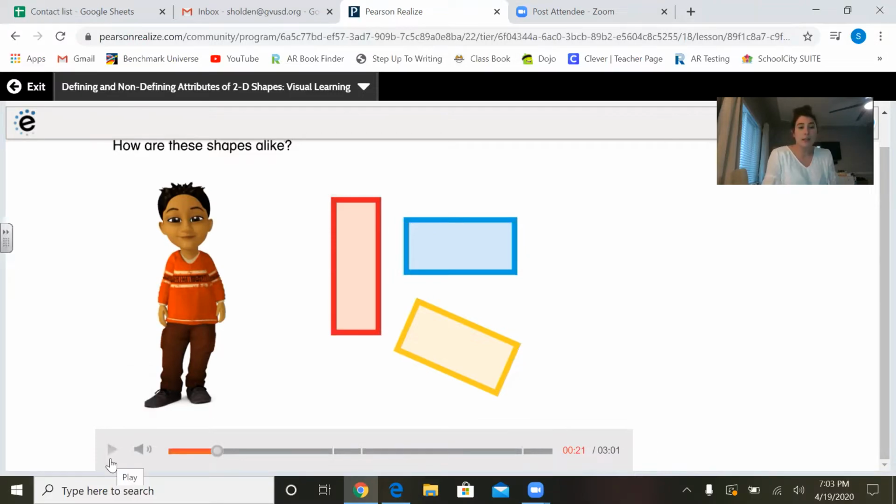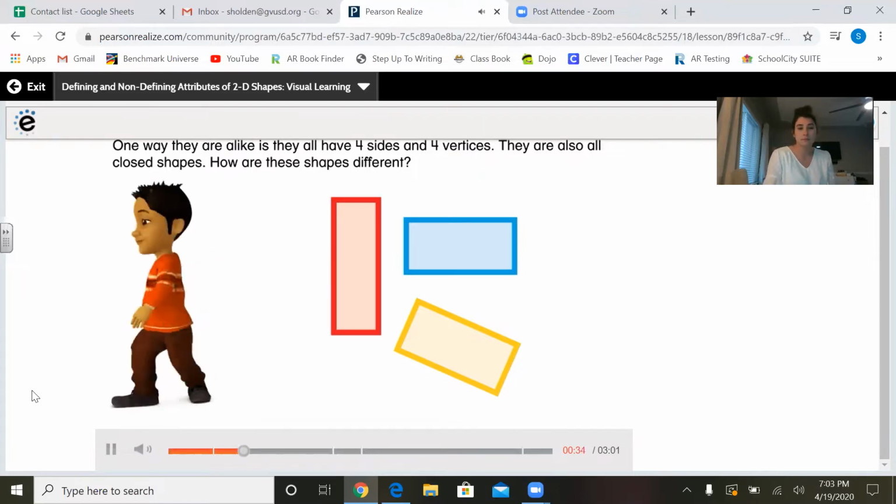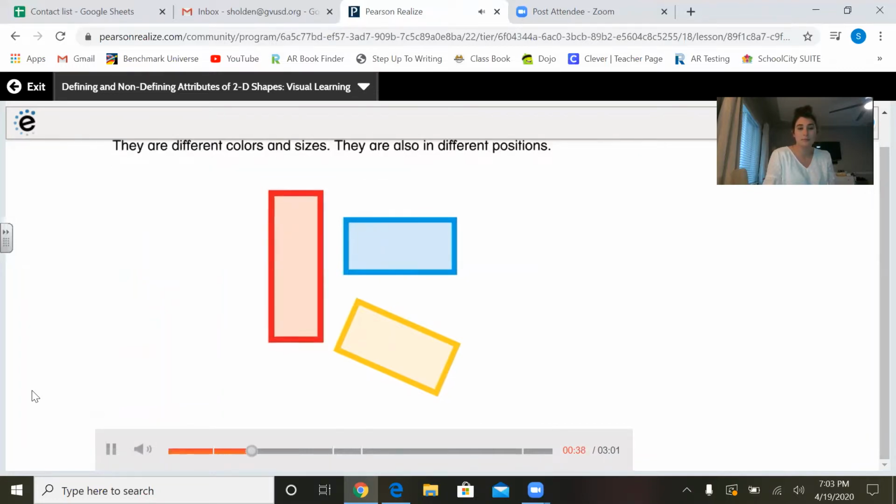Just go ahead and keep thinking of different ways. How are they alike? One way they are alike is they all have 4 sides and 4 vertices. They are also all closed shapes. How are these shapes different? They are different colors and sizes. They are also in different positions.